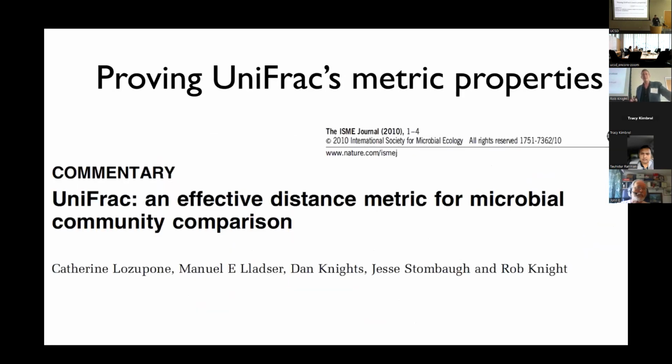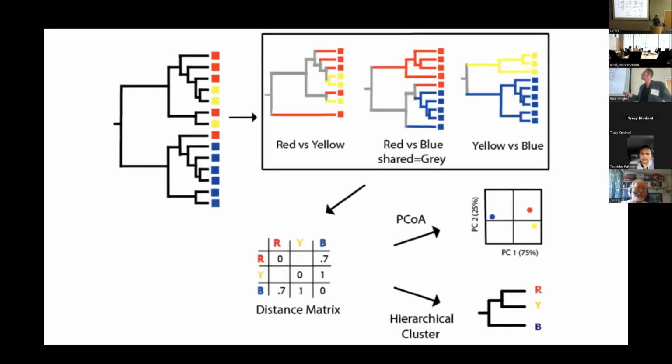So we proved the metric properties of both the weighted and the unweighted UniFrac metrics in collaboration with Manuel Yedza at Boulder back in 2010. And the reason why it's so uniquely effective is basically revealed when you take the next step, doing principal coordinates analysis on each pairwise distance.